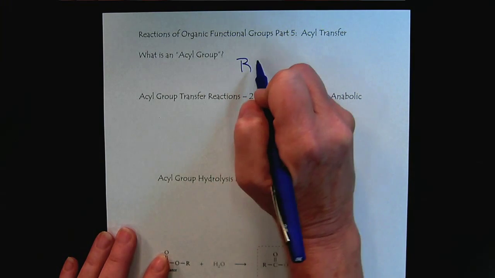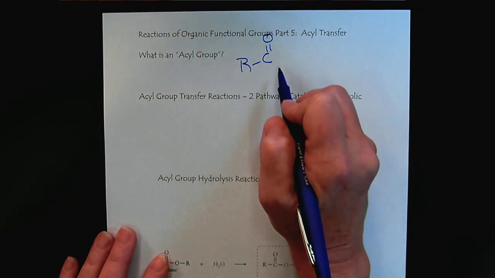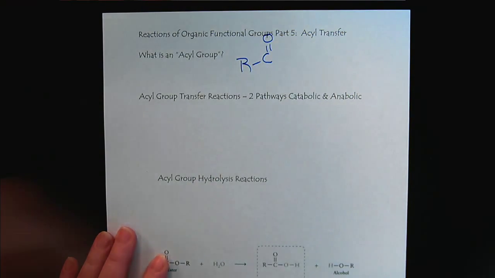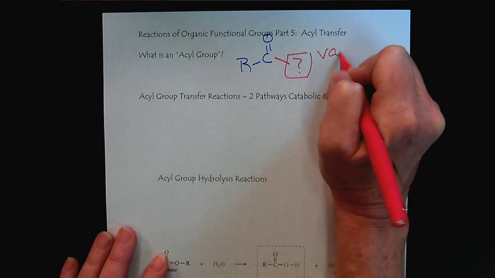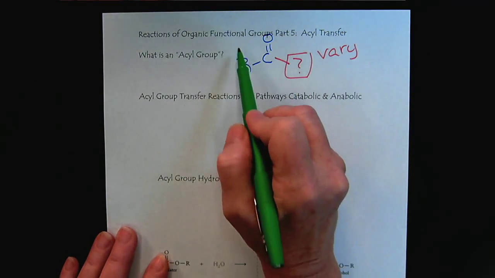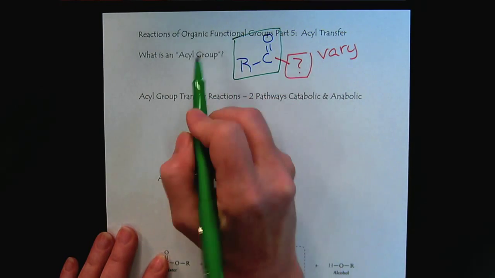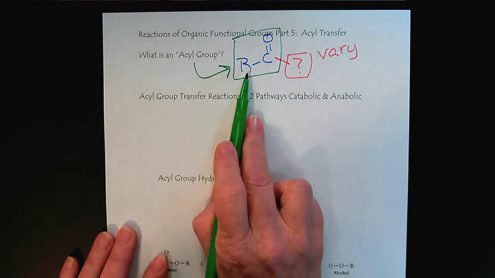So an acyl group is when we have an R group bonded to a carbonyl carbon, and then what happens here can vary. That's why we describe them as acyl group transfer reactions. This group right here is the acyl group. And of course the R can be a short or long hydrocarbon chain.